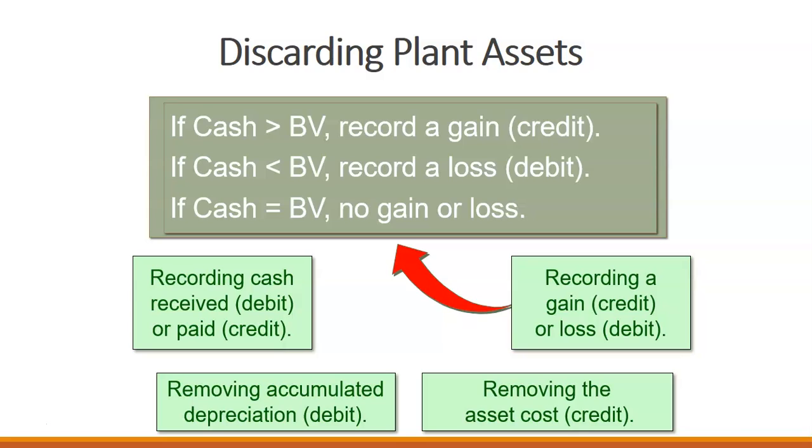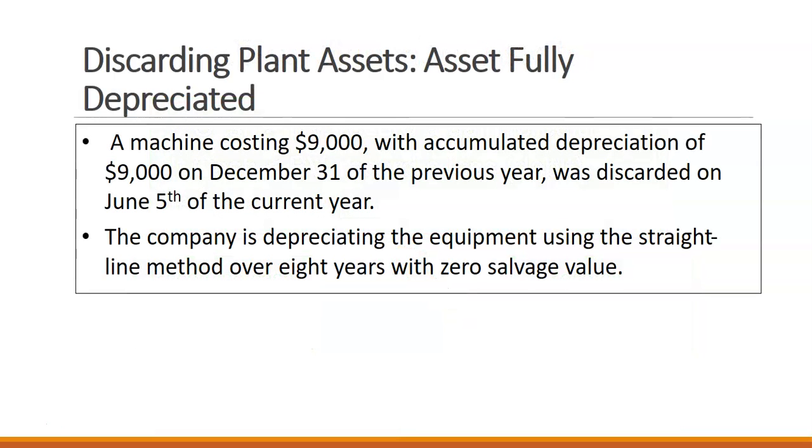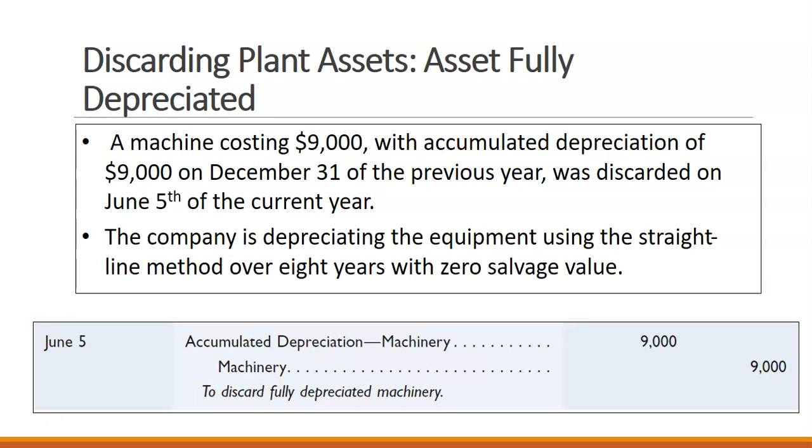So we're going to look at some examples of discarding of plant assets. First we have a fully depreciated machine. The machine cost $9,000. We have accumulated depreciation of $9,000, so we have a zero salvage value on this machine. We discard it. We were depreciating using the straight line method over 8 years and have a zero salvage value. So when we discard this piece of equipment, all we have to do is remove the accumulated depreciation and remove the machinery from our records.